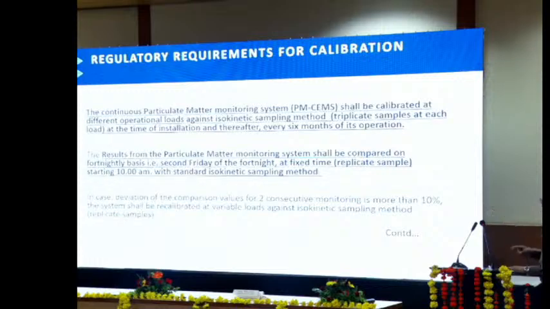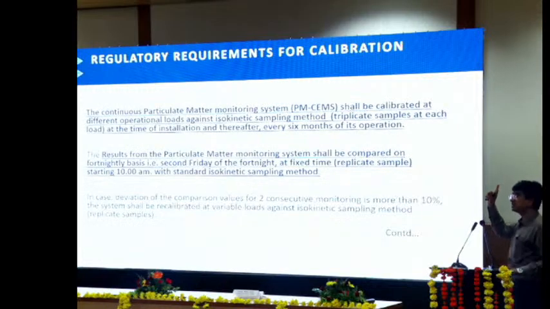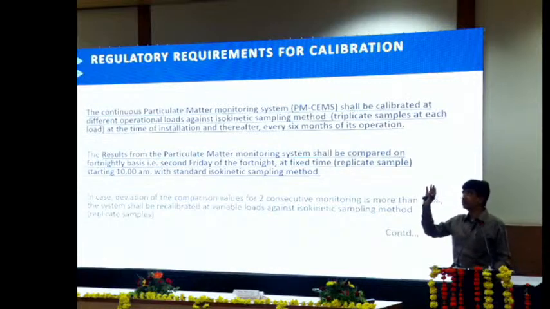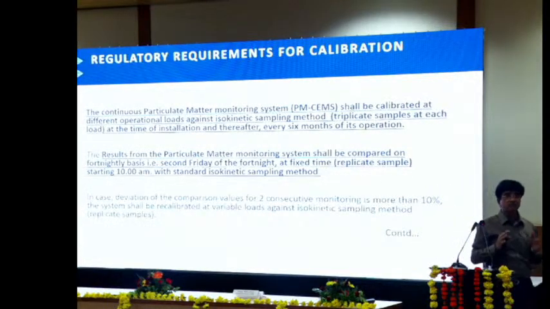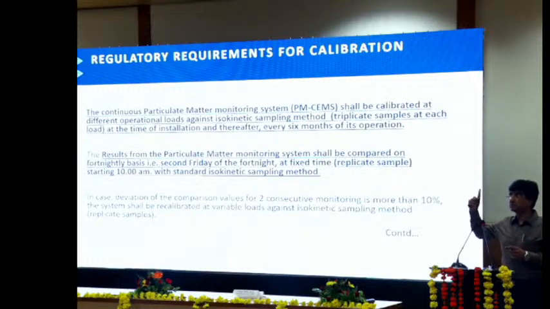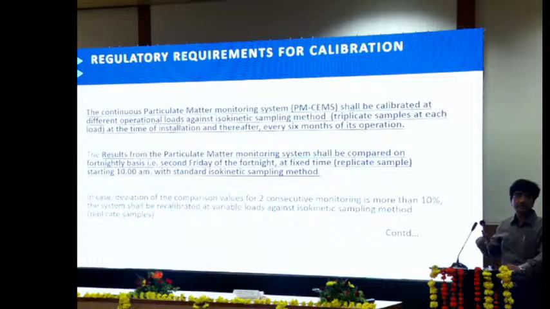The second, the results from the particulate matter monitoring system shall be compared on fortnightly basis. Every 15 days. How many of you repeat the monitoring exercise every 15 days? Anybody? Okay, that's really good. 7, 8. So every 15 days you need to have that manual monitoring system. You need to go there and do this particular test. It's not that you need to do it only after 6 months. No. Every 15 days you have to do this particular exercise at your end.